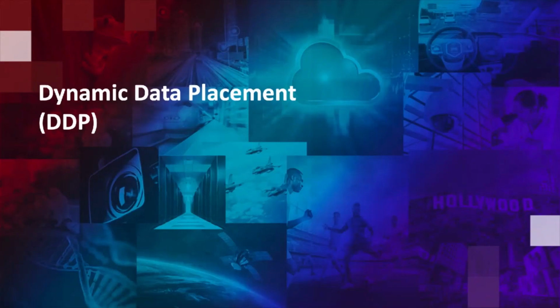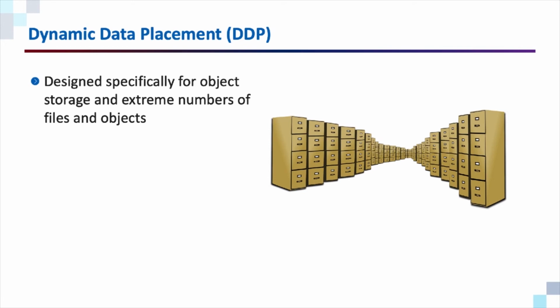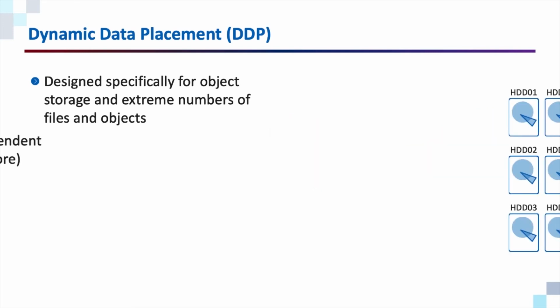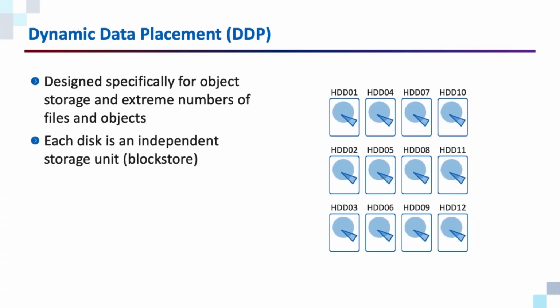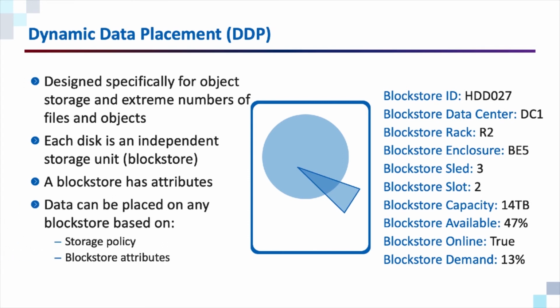So let's take a look at a more modern approach to data placement. Let's look at ActiveScale's dynamic data placement. DDP was designed specifically for object storage and the extreme numbers of files and objects that go along with that. With DDP, each disk is considered an independent storage unit or block store. And these block stores have attributes. And data placement is determined based on storage policy and by evaluating the block store attributes to determine the most ideal location for a file.